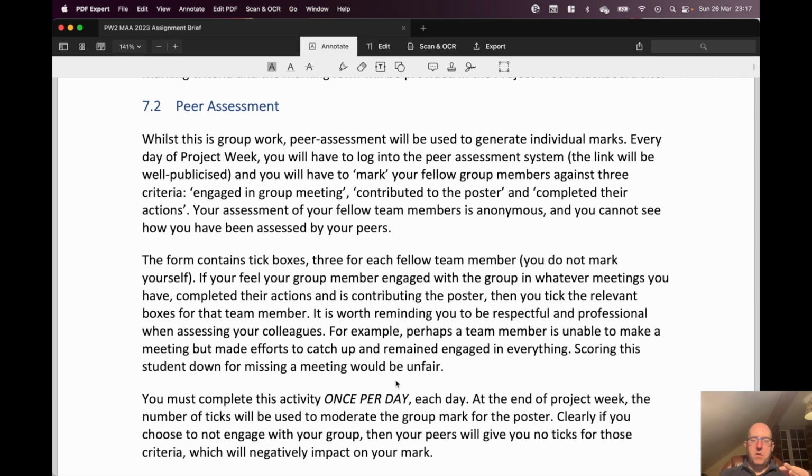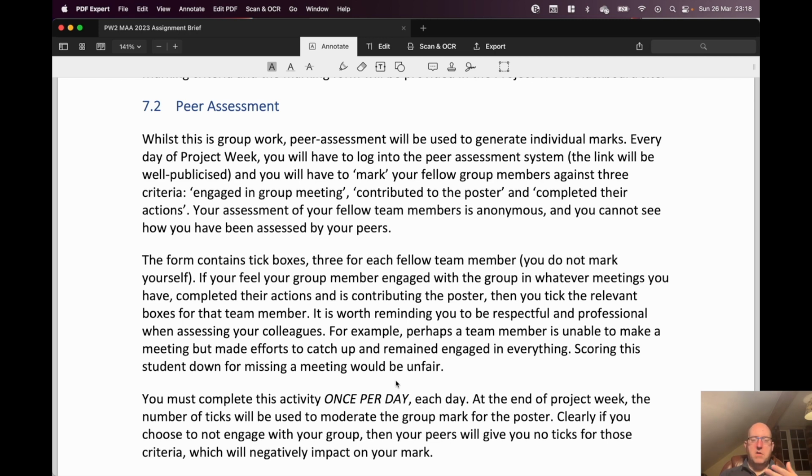And what you have to do is basically mark your fellow group members against 3 different criteria. It's a tick box, basically. Are they engaged in the group meetings, if you had them, or was that implied if they've made efforts to cover if you haven't met or whatever? Okay. Have they contributed to the poster? So have they done some work towards the submission? And if you set up actions in the meeting, did they complete them?